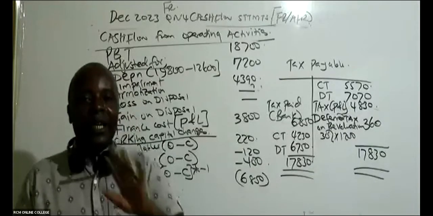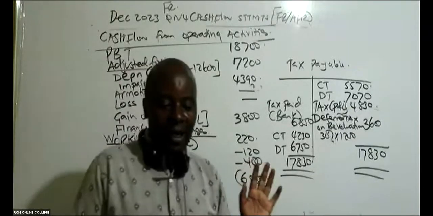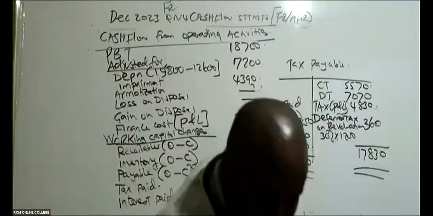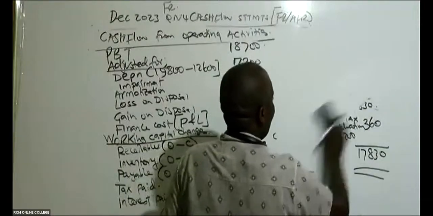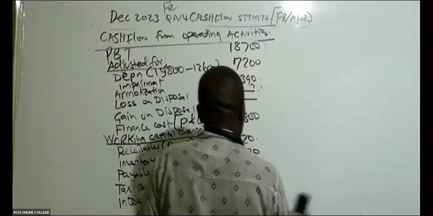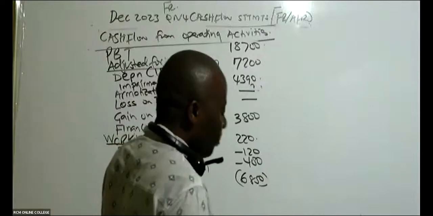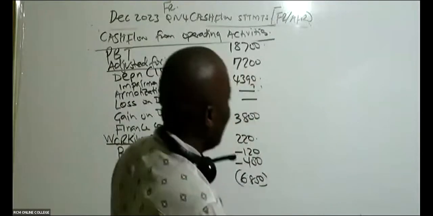T accounts carry no marks. No marks totally. That's why later on you'll see Mwalimu will not be using the T accounts at all.